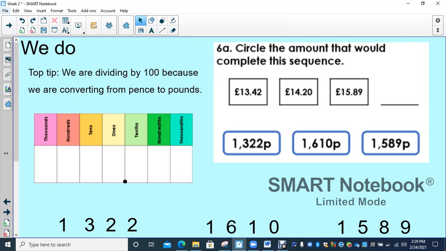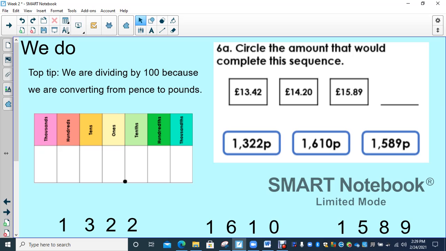Now this page is quite busy, so stick with me. Try not to get distracted, okay? Let's look at the question first. It says, circle the amount that would complete this sequence. Now I've got three different amounts. Let's look at those first.